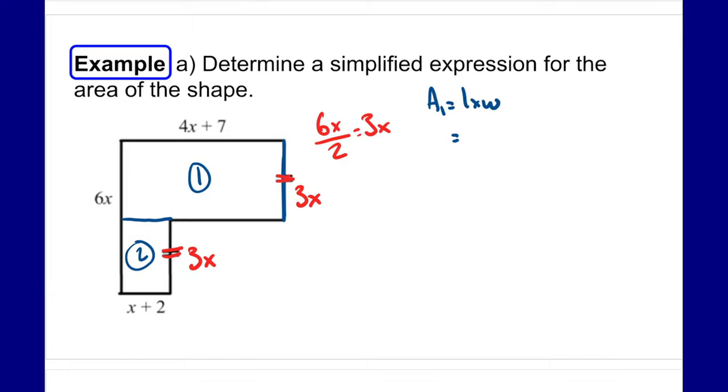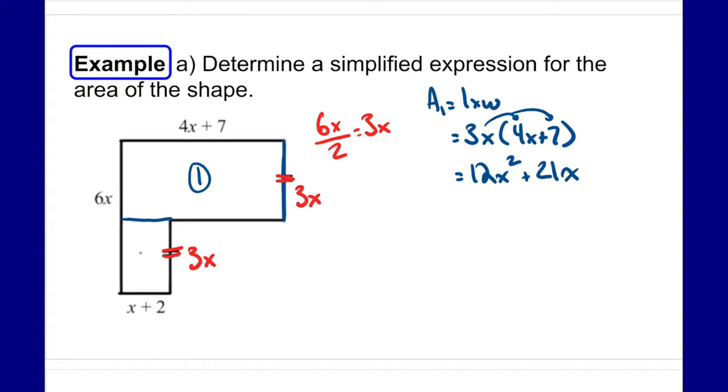Now I have enough information to find the area of each shape. The area of the first one is 3x times 4x plus 7. Again, I'm putting the single term in front and the bracket second to make it a little bit easier. Now I need to distribute. 3x times 4x: 3 times 4 is 12, x times x is x squared. And 3x times 7 is 21x. So that's the area of the first rectangle.